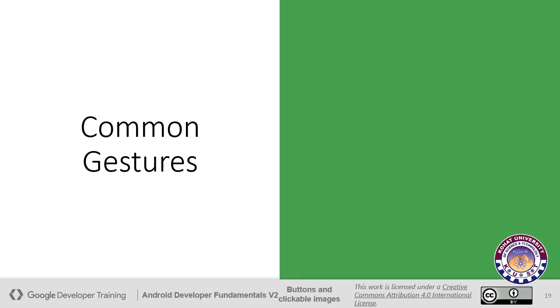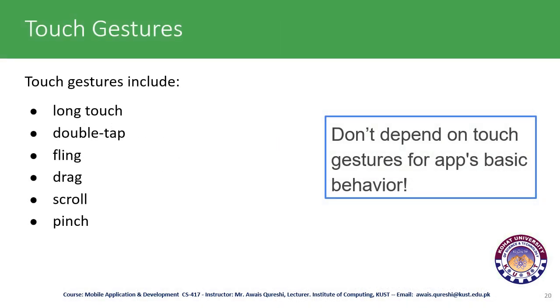Now let's see what the common gestures in a mobile application are. The common gestures are the long touch, when we touch the screen of the mobile for a period of time, this is called long touch. And double tap, fling action, dragging, scrolling, and pinch action. So you have already seen these actions. Don't depend on touch gestures for basic app behavior. So these are the common gestures with the help of which users interact with your mobile application.